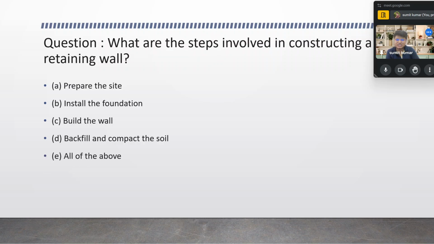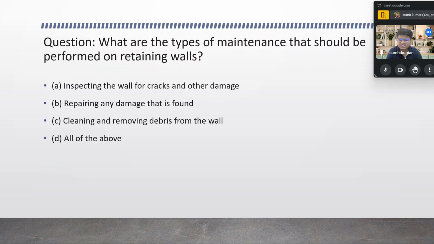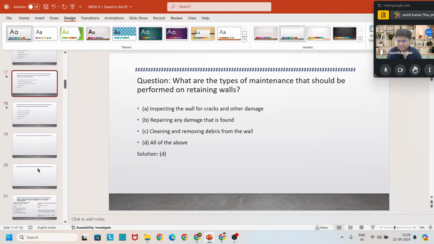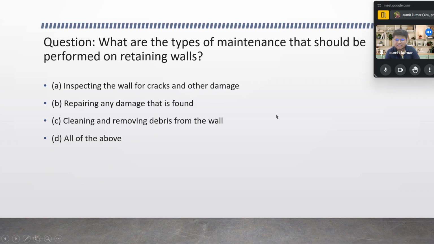The next problem is: what are the steps involved in construction of a retaining wall? This is not a question specifically. This is the thing that we put: the steps involved in construction of a retaining wall. First of all, prepare the site, install the foundation, build the wall, backfill, and compact the backfill section. So that is the thing over here. This is not the question; this is the solution in itself. We are going to end this section because I want to carry things forward.